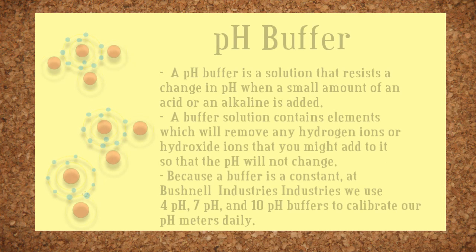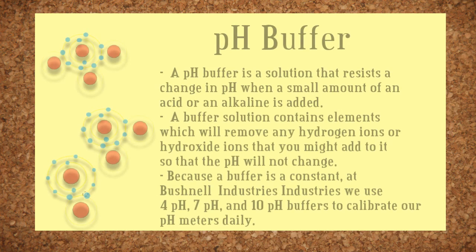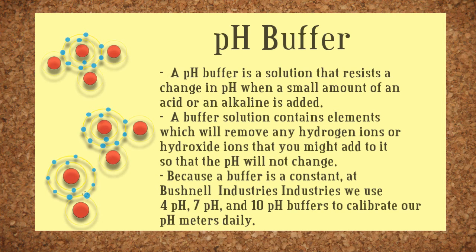pH buffer. A pH buffer is a solution that resists a change in pH when a small amount of acid or an alkaline is added. A buffer solution contains elements which will remove any hydrogen ions or hydroxide ions that you might add to it so that the pH will not change. Because a buffer is a constant, at Bushnell Industries, we use 4 pH, 7 pH, and 10 pH buffers to calibrate our pH meters daily.